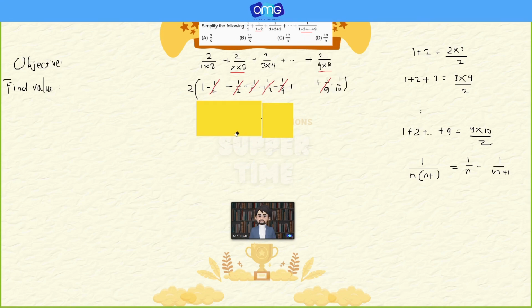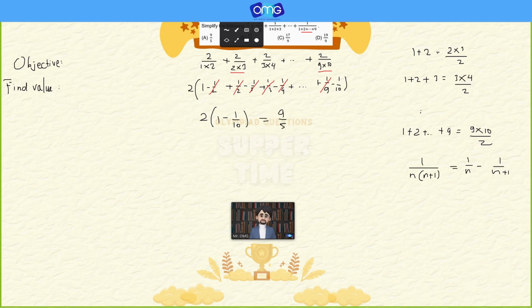So what we get here is only 2 times 1 minus 1 over 10. This is easier for us to count, and this equals 9 over 5. 9 over 5 is the answer.